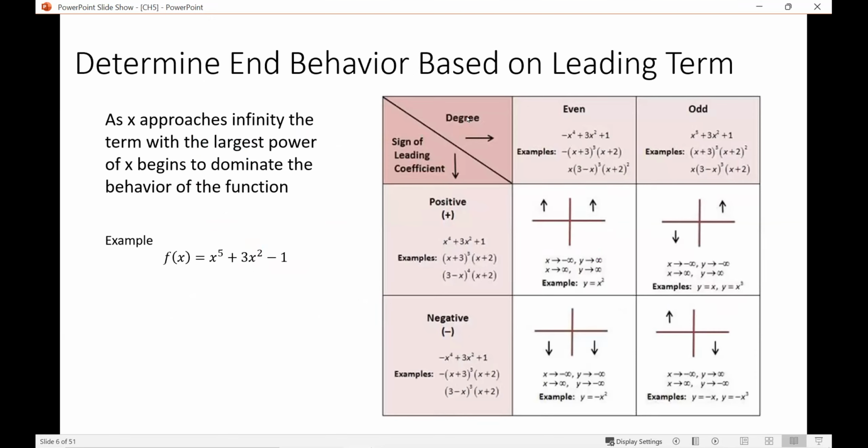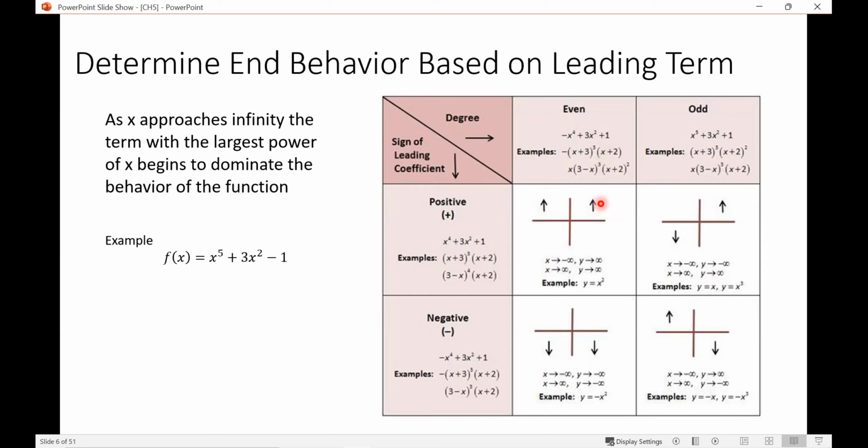If your degree is even, then you're either both going up or both going down. If it's even and a positive coefficient, the end behavior is up in both directions. So as x goes to negative infinity, your y is going to go to positive infinity. And as x goes to positive infinity, your y is also going to go to positive infinity. This is when you are even and positive.